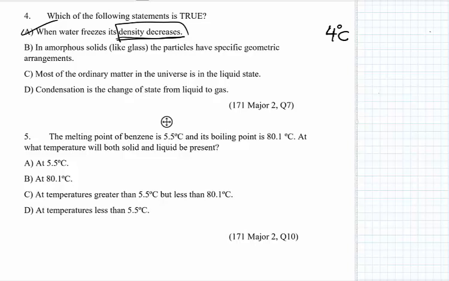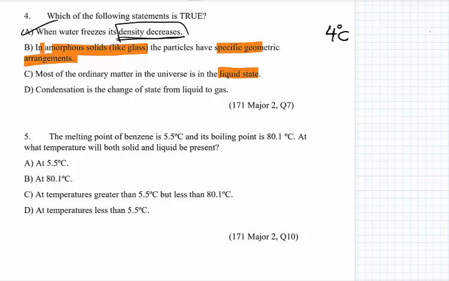Let's discuss the other parts of this question too. In amorphous solids like glass, the particles have a specific geometrical arrangement. Of course not, because this is only for the crystalline solids, while the amorphous solids have random order of the atoms and molecules. Number C, most of ordinary matter in the universe is in liquid state. Of course not, because most of the matter in the stars is in plasma state.